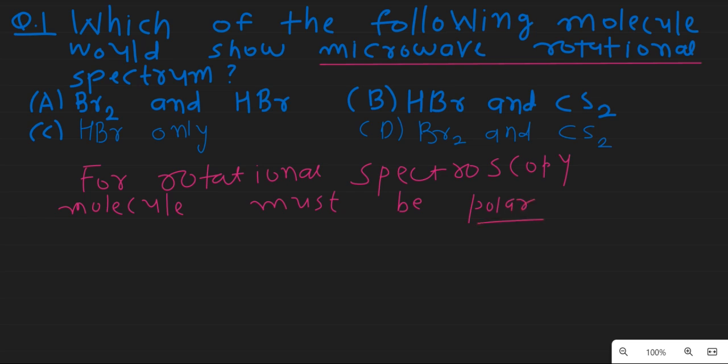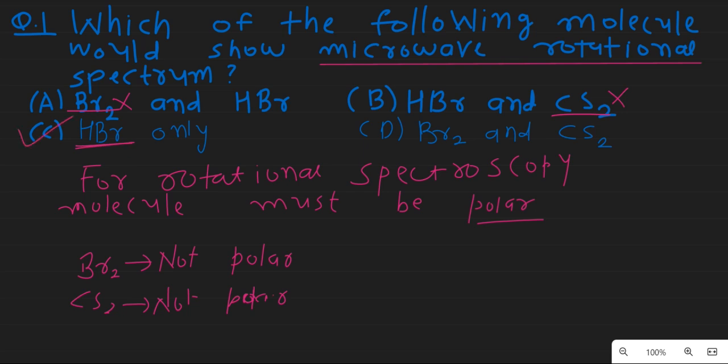So you can see here Br2 is not polar, so option A is not correct. CS2 is also not polar. And HBr is polar. So option C is correct.